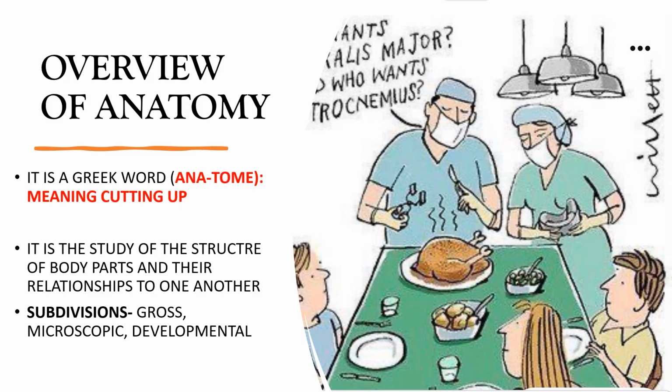Okay, so overview of anatomy. What is anatomy? Anatomy is from a Greek word which means cutting up. Okay, so it is the study of the structure of body parts and their relationships to one another. Now, there are subdivisions of anatomy. You can have gross anatomy, you can have microscopic anatomy that deals with histology and cytology, and then you can have developmental anatomy or embryology.